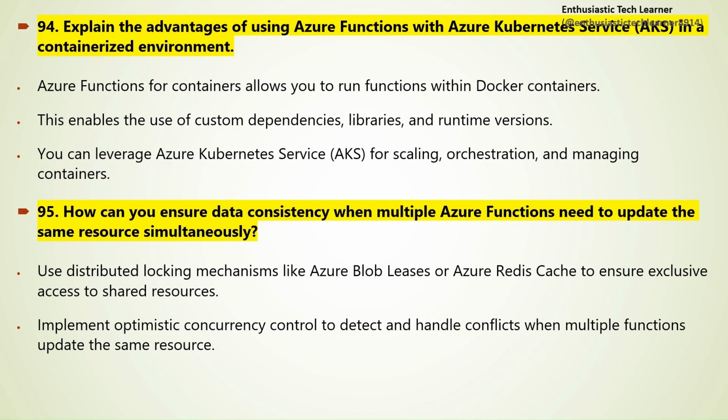How can you ensure data consistency when multiple Azure functions need to update the same resource simultaneously? Use distributed locking mechanisms like Azure Blob Leases or Azure Redis Cache to ensure exclusive access to shared resources. Implement optimistic concurrency control to detect and handle conflicts when multiple functions update the same resource.